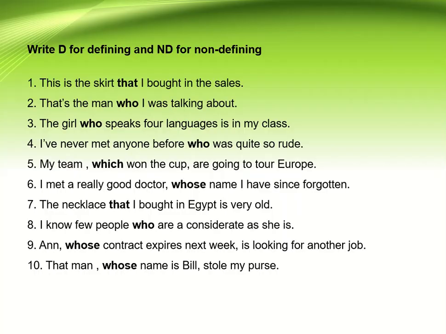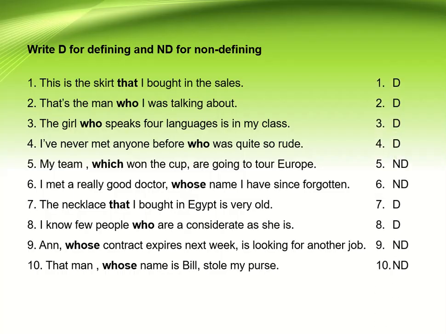Write D for defining and ND for non-defining relative clauses. This is the skirt that I bought in the sales. Obviously, it is a defining relative clause. As you could see here, only exercises number 5, 6, 9, and 10 are non-defining relative clauses. Why? Because they are put into commas. Okay? That's how I find my information there, because they are into commas.